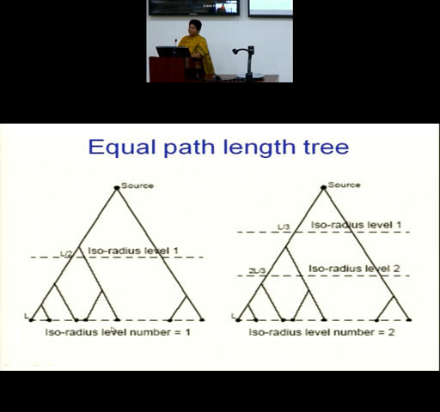I compute the skew. If the skew between two points is not within bound, I increase the cut lines. Earlier there was only one cut line, now I have 2 cut lines. Equal path lengths are taken every time, and then you will be placing buffers at the cut points. Here, here, here.